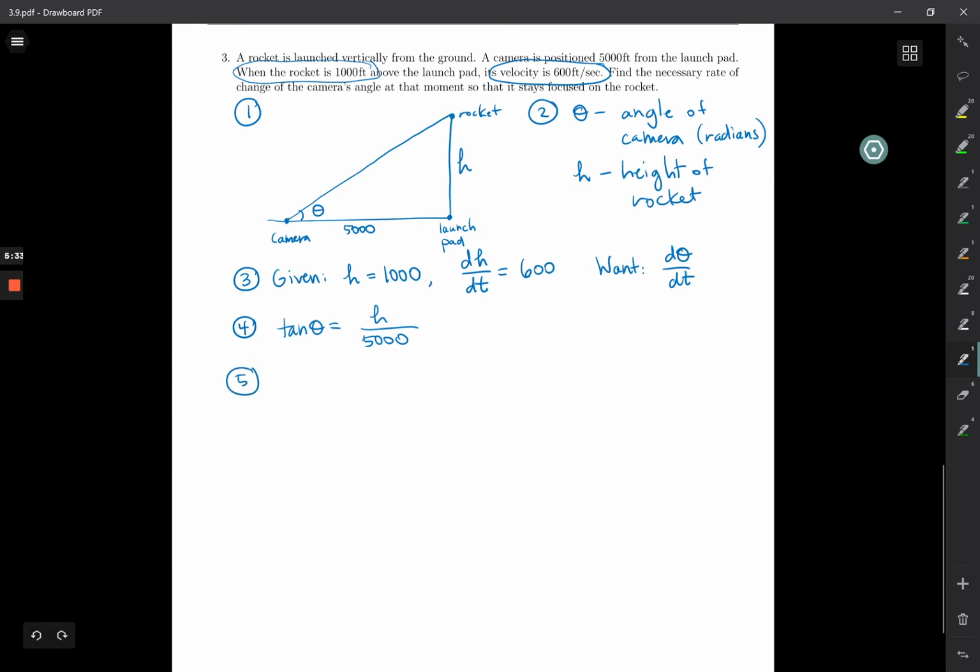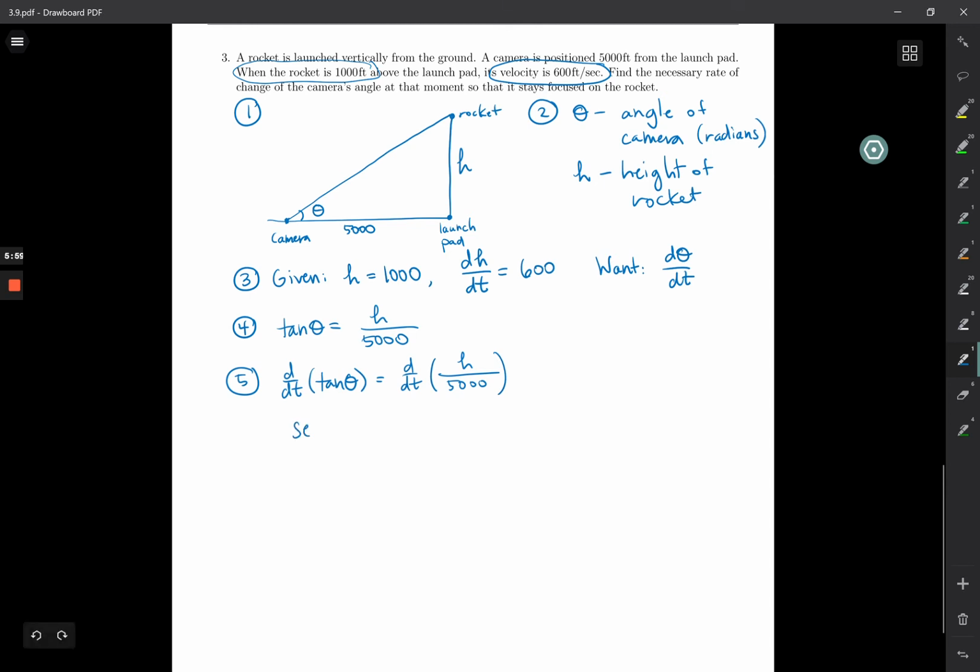Okay, so that is our formula. And then we want to differentiate it. So on the left-hand side, remembering that we're differentiating with respect to time, let me just write down that step. We're taking the derivative with respect to time, and both of these, theta and h, are functions of time, so we have to use a chain rule.